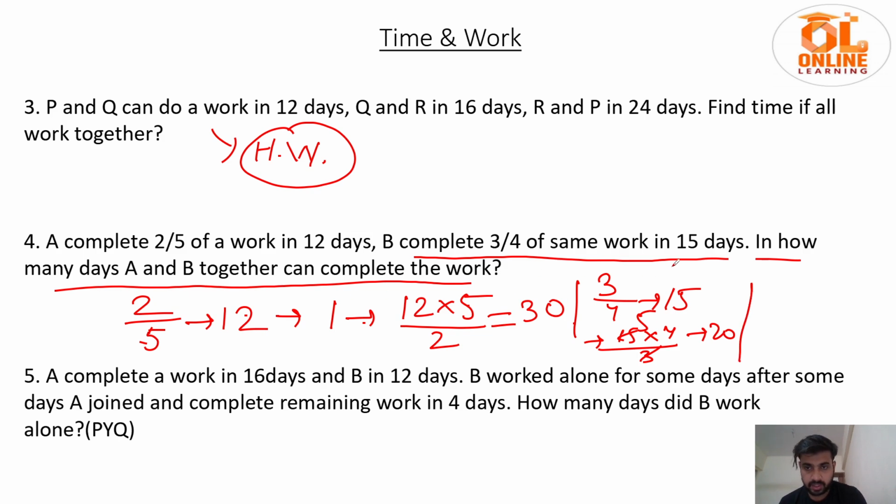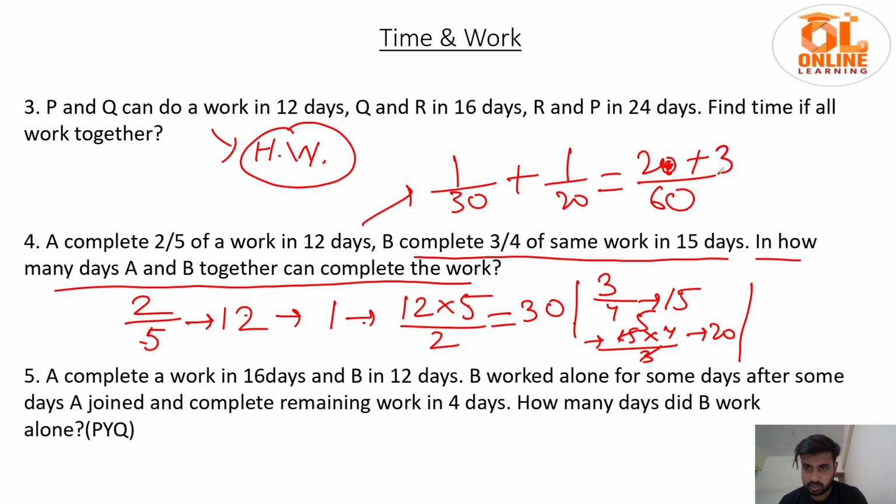Okay. In how many days can A and B complete the work? So A and B can complete the work in 1 by 30 plus 1 by 20. If you take the LCM, 60, that will be 2 plus 3, 5 by 60. Number of days will be 60 by 5, that will be 12 days. Got it? 12 days is the answer.